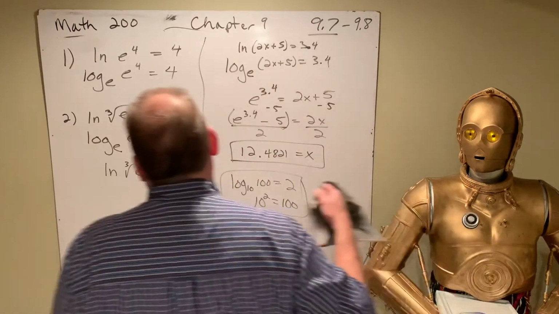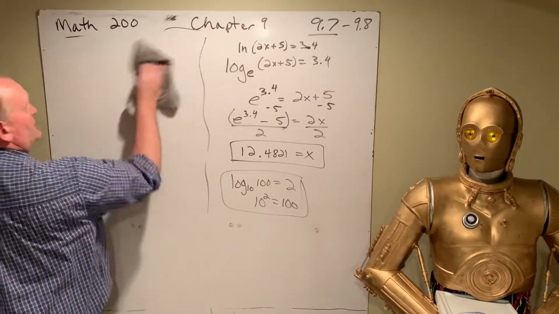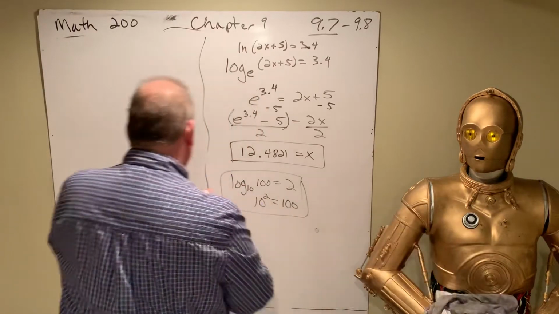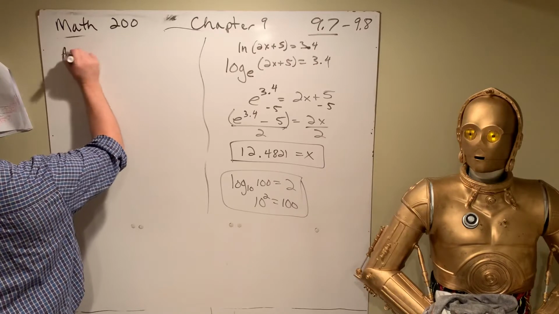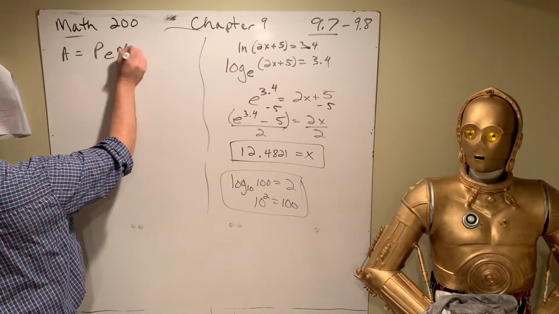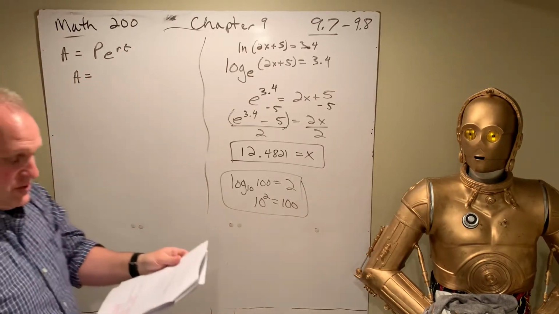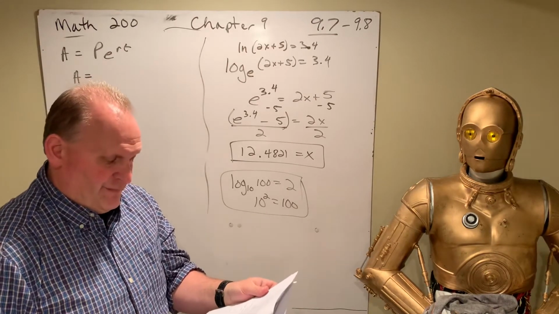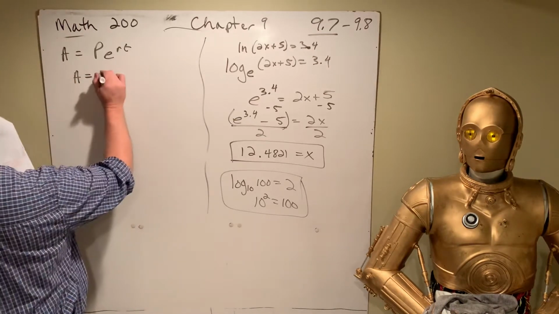And there it is, PERT. That's compounded continuously. Business people use that all the time, the natural log, all the time. So we've got A equals P times E to the RT power. And so they give us this problem. You've got $2,200 at 6% compounded continuously.